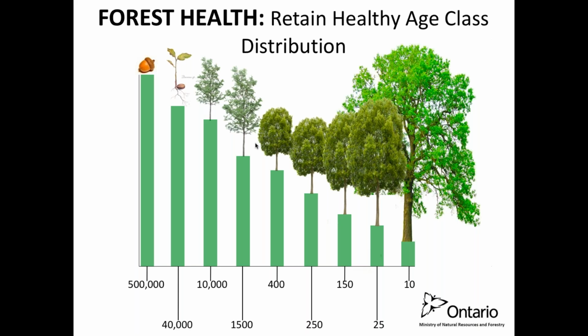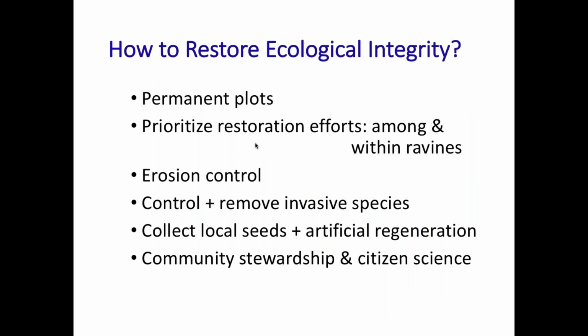This slide simply shows that you need 500,000 acorns, that's on the left, to get 10 mature trees. That's a healthy age class distribution for a forester. So you would expect to see 10,000 saplings. You would expect to see 250 mid-crown trees. So this is what we're aiming for, a healthy age class distribution.